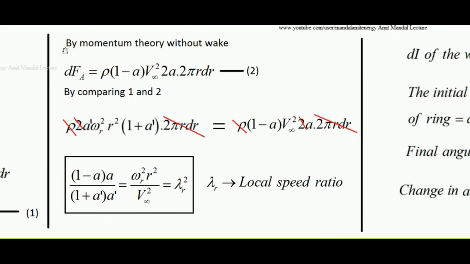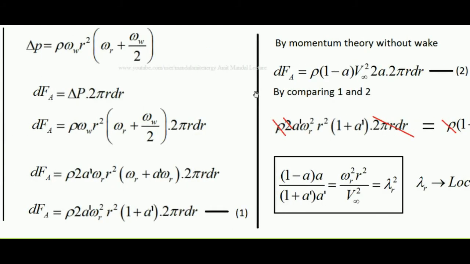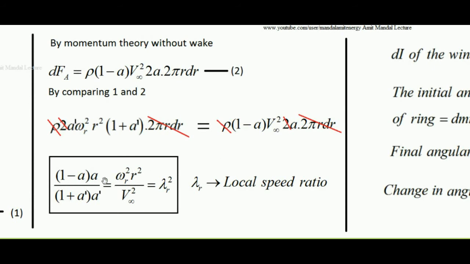Now in momentum theory, without considering the wake, the equation of axial force developed on a thin ring at a distance r was this much. So theoretically they must be the same. So in case we equate the two, ultimately we get that 1 minus a into a upon 1 plus a dash into a dash equals omega r square into r square upon v infinite square. This is called lambda r square, because omega r into r upon v infinite is called the local speed ratio. Since this is squared, it is lambda r square. So we have found the relation between the axial induction factor and the angular induction factor.